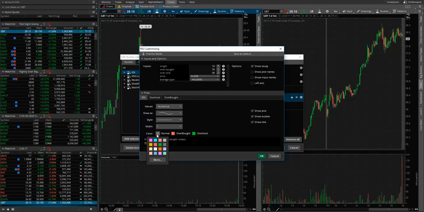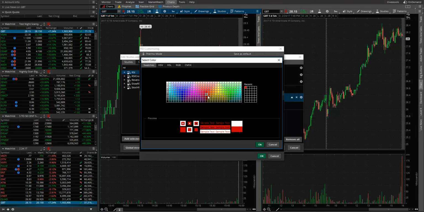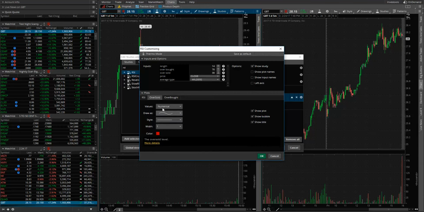All right, and you can kind of change this if you want. I'll leave this as is. So that's the RSI. Okay, oversold. Let's change that to red. Let's see, yeah, red. And overbought, let's change this to green. So I'm going to pick green, okay, and I'm going to click OK.